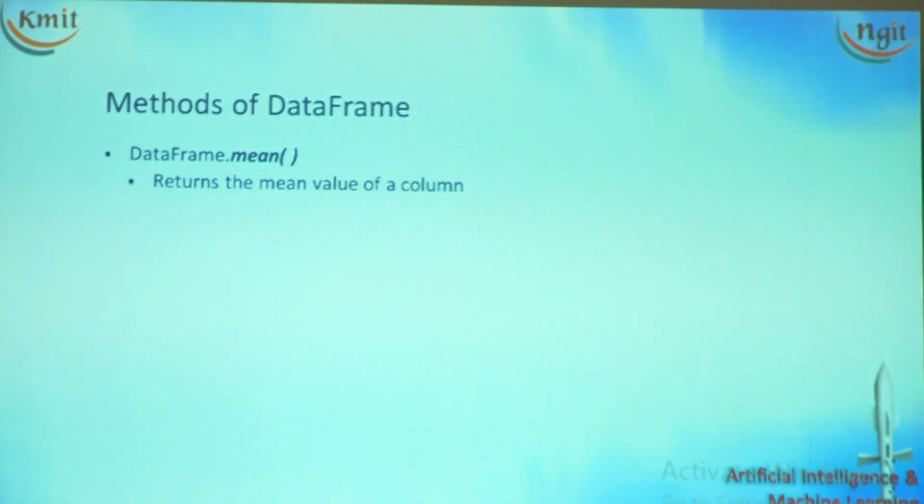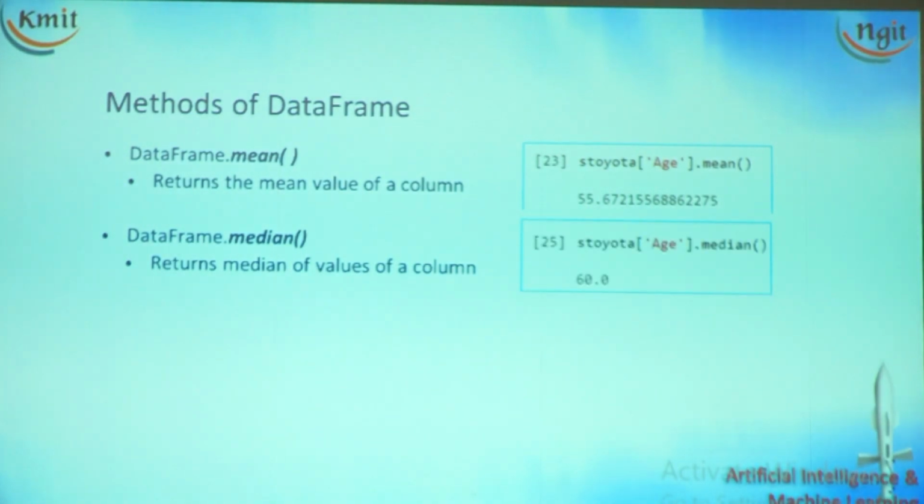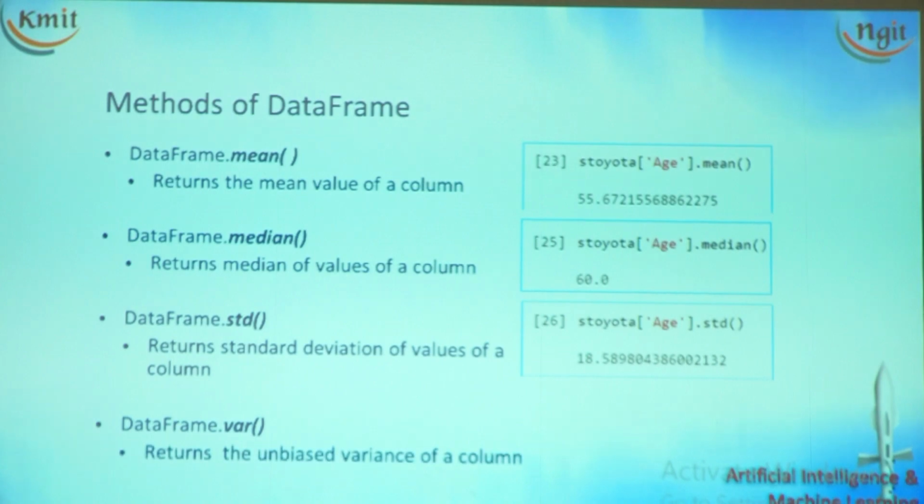So quickly moving on, mean of a column, median of a column, and standard deviation of a column. What are all these? Again in EDA, each and everything I'll teach. Okay? Are you clear with this? Right. Variance as well, unbiased variance. Okay? So mean, median, standard deviation and variance.